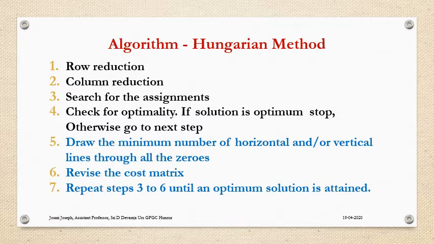As we have seen in part 1, Hungarian algorithm has 7 steps. They are row reduction, column reduction, search for the assignments, check for the optimality, and if the solution is optimum we stop there. So the examples we have seen in part 1 stop here. If it is not an optimal solution we go to the next steps. So we can see more examples which cover the 5th, 6th and 7th steps in this video.